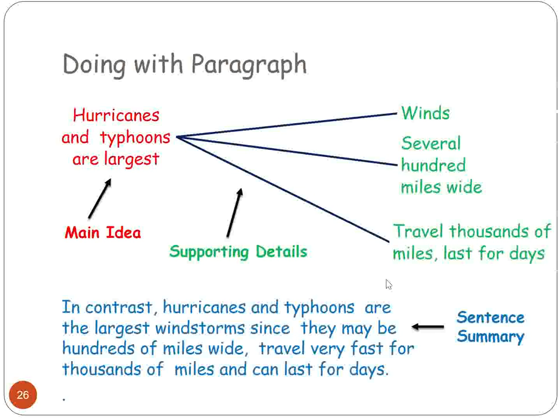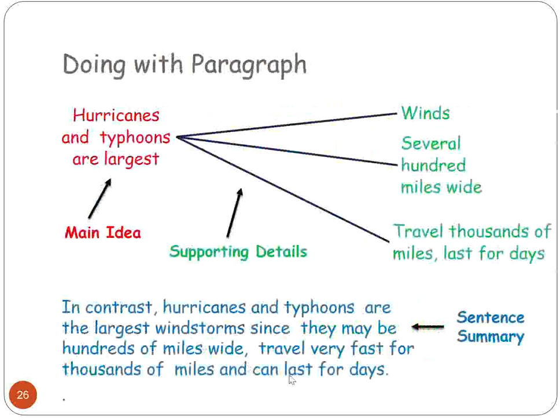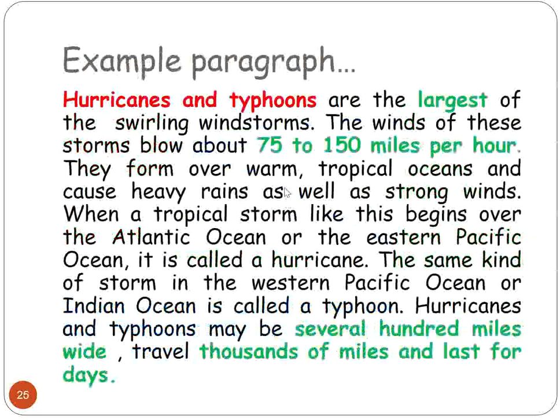In contrast, hurricanes and typhoons are the largest windstorms since they may be hundreds of miles wide, travel very fast for thousands of miles, and can last for days. So you can look that the entire passage has been condensed and all the irrelevant information has been deleted and filtered out into one sentence that gives the message of the entire passage.